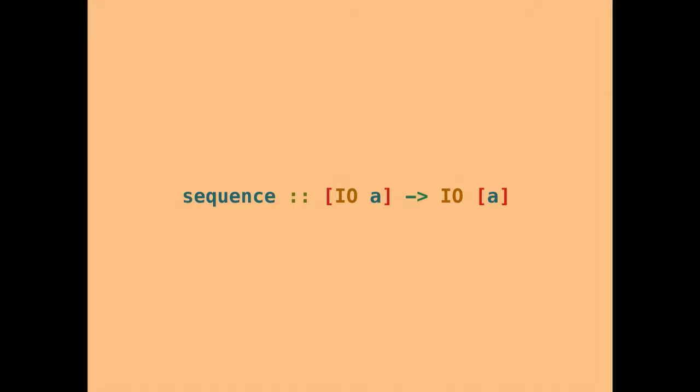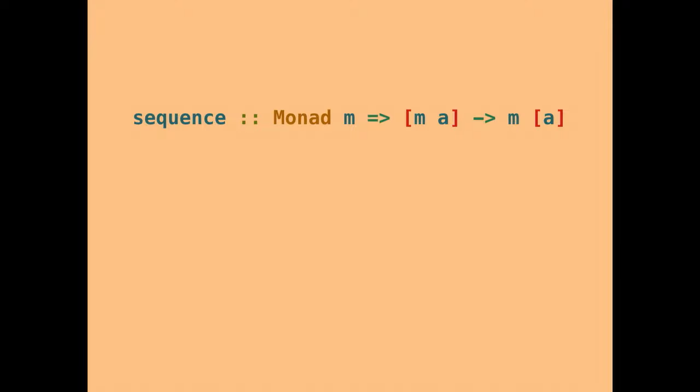If you recall this function from the IO portion, sequence, which takes a list of IO actions and turns that into a single action and returns a list of all of the results of those IO actions. If we ask what is the actual type of sequence, Haskell will tell us the actual type is not specialized to IO. The real type says, as long as M is an instance of the monad class, we can turn the list of M's into an M of a list, right?